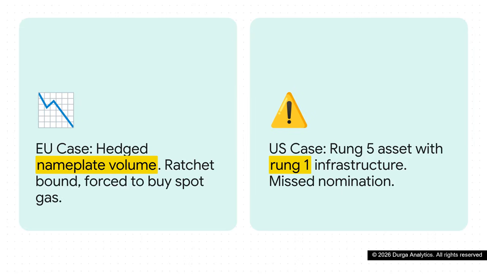Now, in our U.S. case, the desk failed operationally. They bought a Rung 5 asset, but tried to run it with Rung 1 infrastructure. A junior trader missed an out-of-hours intraday renomination during a cold snap. Essentially, they bought an option they structurally couldn't exercise.